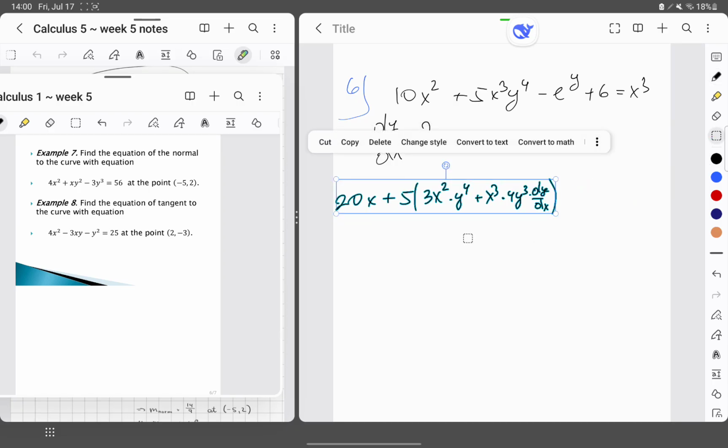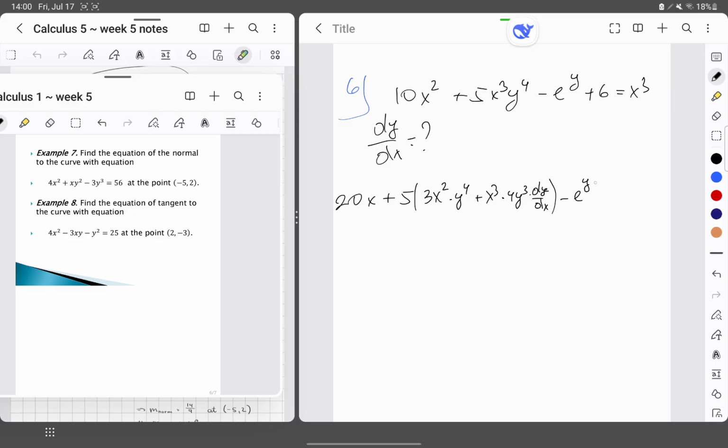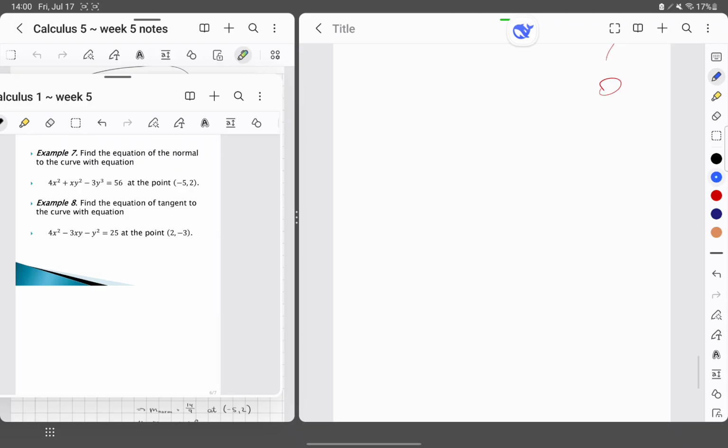What about e to the power of y? It will be e to the power of y times dy over dx, plus 0 will be 3x squared. Oh my gosh, it is a complicated one. Actually, it is really complicated, and I just want to leave it and continue with example 7.